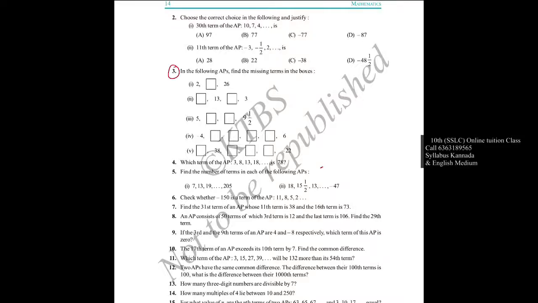Now students, question number 3: the following APs, find the missing term in the box. ನೋಡಿ ಇಲ್ಲಿ ಪ್ರಾಬ್ಲಮ್ಸ್ ಕೊಟ್ಟಿದ್ದಾರೆ, ಬಾಕ್ಸಸ್ ಕೊಟ್ಟಿದ್ದಾರೆ. ಓಕೆ, ಈ ಒಂದು ಸೀರೀಸ್ನಲ್ಲಿ ಏನು ಮಾಡಬೇಕು ನಾವು, we have to find out the missing term in this box. ಓಕೆ, ಸೊ ಇಲ್ಲಿ ನೋಡಿ ಸೆಕೆಂಡ್ ಟರ್ಮ್ ಗೊತ್ತಿಲ್ಲ, ಇಲ್ಲಿ ಫಸ್ಟ್ ಟರ್ಮ್ ಮತ್ತು ಥರ್ಡ್ ಟರ್ಮ್ ಗೊತ್ತಿಲ್ಲ, ಥರ್ಡ್ ಪ್ರಾಬ್ಲಮ್ನಲ್ಲಿ ಸೆಕೆಂಡ್ ಮತ್ತು ಥರ್ಡ್ ಟರ್ಮ್ ಗೊತ್ತಿಲ್ಲ. ಸೊ ಅದೇ ರೀತಿ ಈ ಥರ ನಾವು ಇಲ್ಲಿ ಫೈಂಡ್ ಔಟ್ ಮಾಡಬೇಕು.